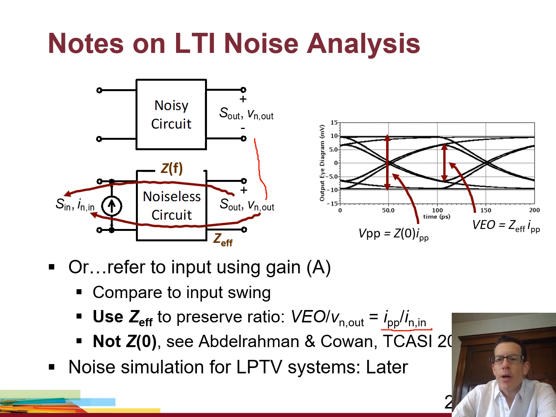The peak-to-peak input propagates to the output, to the vertical eye opening, the relevant output quantity, with this quantity I'm calling effective gain. The effective gain is the ratio of vertical eye opening to input peak-to-peak. Therefore, it's this effective gain that we should use to refer the output voltage noise back to the input. We do not use the DC gain. The DC gain is larger than this effective gain, as shown here. If we use the DC gain to refer the RMS output noise to an RMS input noise, we will underestimate the input noise and underestimate the bit error rate. And so this is the approach we're going to use on the LTI systems.